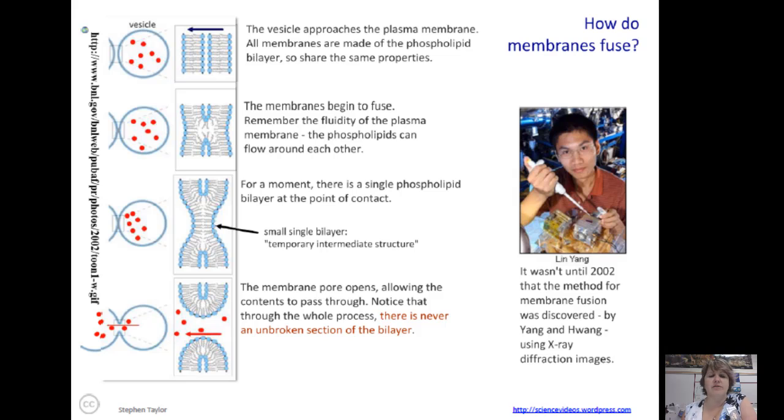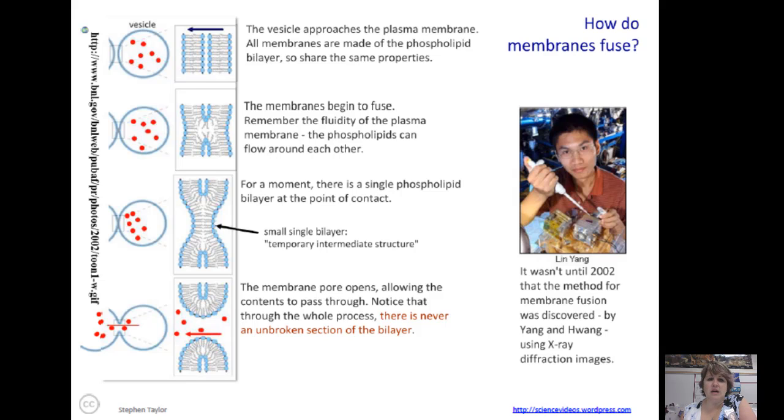And here's exactly how that fusion happens. So the vesicle will come up. Here's the vesicle, and here is the plasma membrane. They're going to get really close together. And then remember, these are fluid, so they're always moving. They're going to join together and begin to fuse. So they're flowing around each other, but you can see we have one very thick layer, and then that becomes much thinner as they continue to move. So we have a single small bilayer called a temporary intermediate structure. You're not responsible for that information.